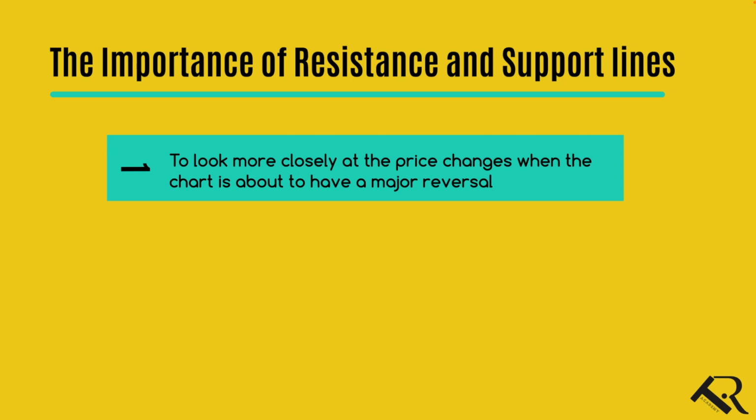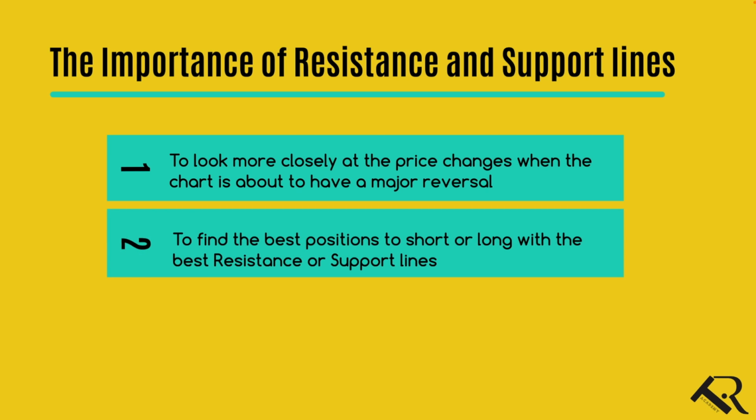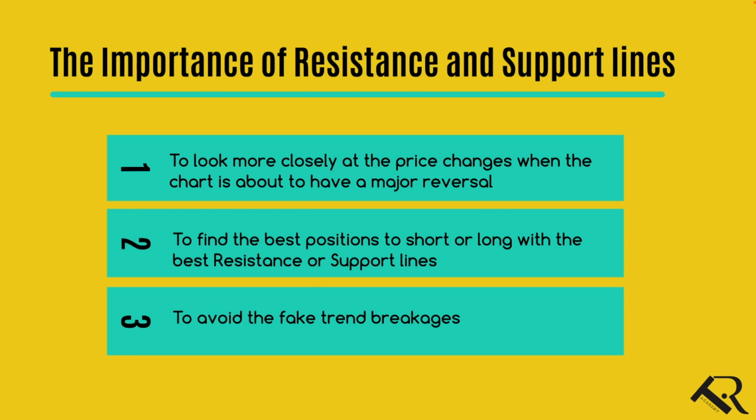To look more closely at the price changes when the chart is about to have a major reversal, to find the best positions to short or long with the best resistance or support lines, and to avoid the fake trend breakages. You'll see later in this video that on a real price chart, different support and resistance lines can have different strengths. The weak ones are easy to break, but the strong ones are the ones that form the general trend of the price, and those are the ones that create the base of our technical analysis.